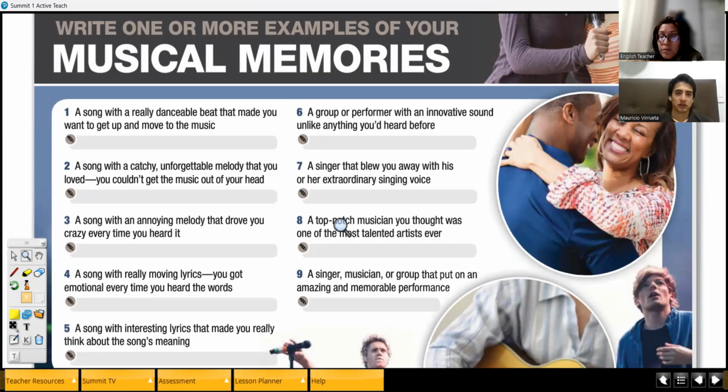Maybe a song from Kiss. What about number 3? Can you read? A song with an annoying melody that drove you crazy every time you hear it. Definitely Despacito. Okay, you didn't even think about it. Yeah, I hate that song.